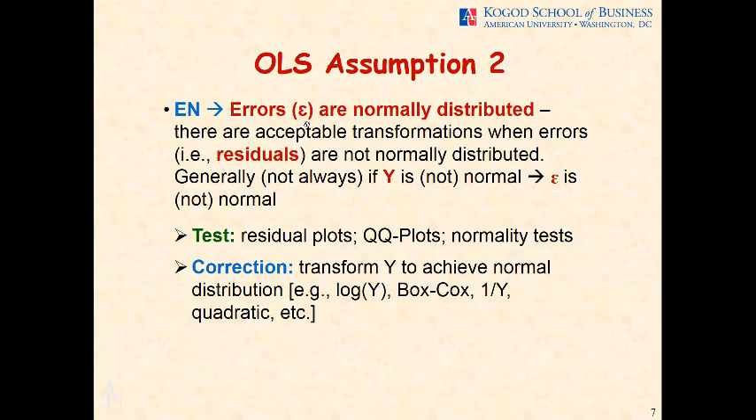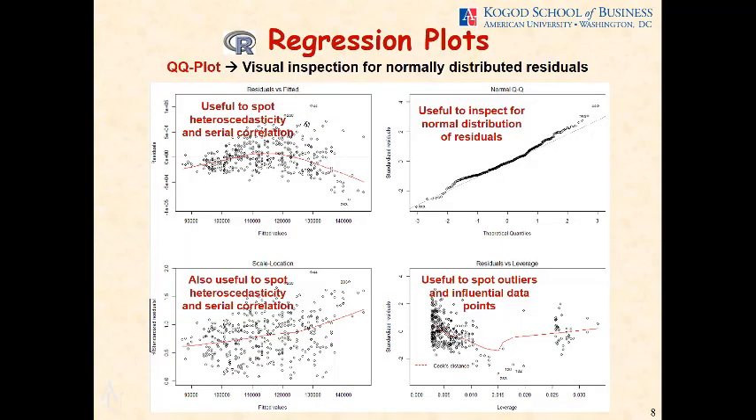We can use residual plots, QQ plots. We can do some normality test. If the errors are not normal, then we need to do some transformations depending on the type of situation we have with the errors. We might need to log the y's. We might need to do a Box-Cox transformation. We're going to spend 2 weeks talking about transformations in this course, starting next week.